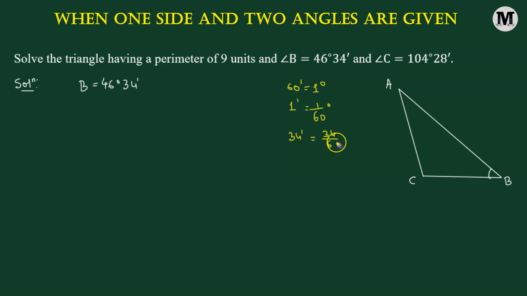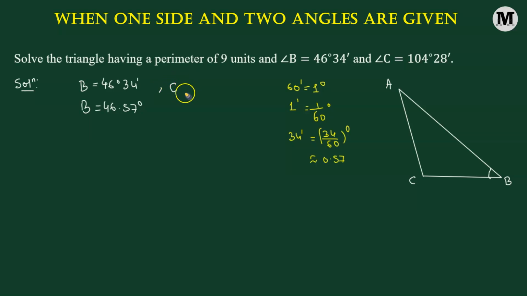Now since we want to find out 34 minutes, 34 minutes is going to be equal to 34 divided by 60. So that is going to give us 34 minutes in terms of degrees, and that is going to be approximately 0.57. The degree equivalent of angle B is going to be 46.57 degrees.